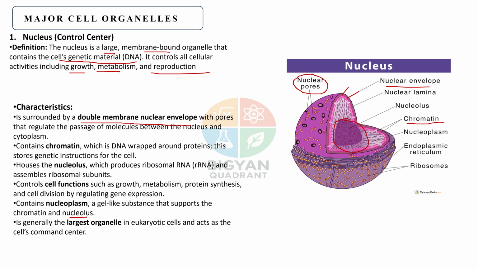Inside of the cell there is the cytoplasm, a gel-like matrix, and inside of the nucleus there is a gel-like substance that is called the nucleoplasm. In general, the nucleus is the largest cell organelle in the eukaryotic cell, and it acts like the cell command center. So what we have to remember is, what is the largest organelle inside the eukaryotic cell? That is the nucleus.